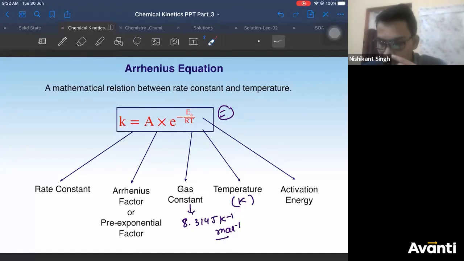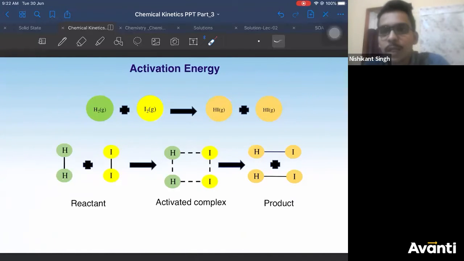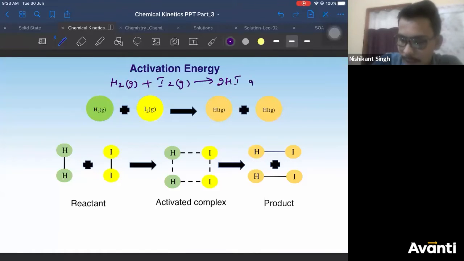Okay. Now, let us see what is activation energy and all. We'll see two types of graphs, right? Before I go to the activation energy, let me tell you one thing. If you see the activation energy definition, we have taken one reaction. We'll plot the graph for this. That graph is very important for your organic reactions also. So when you react H2 plus I2, it gives you 2HI. So the reaction is H2 gas reacts with I2 gas to give you 2HI gas. Let's say this is your reaction.